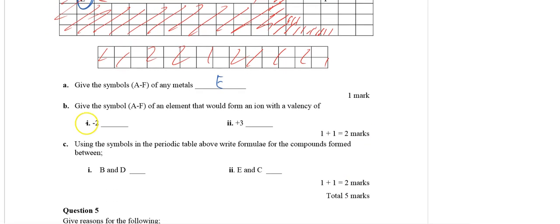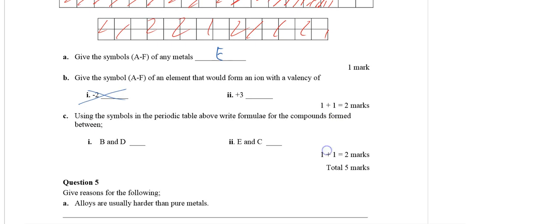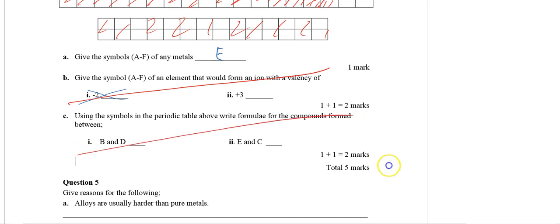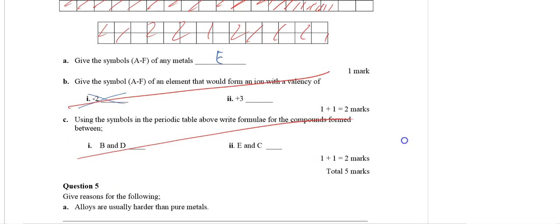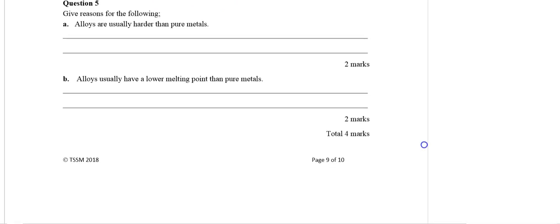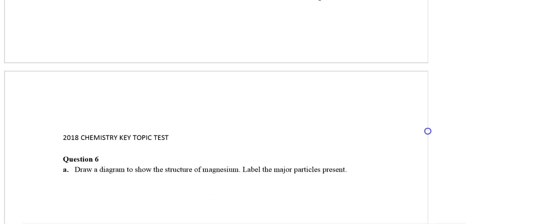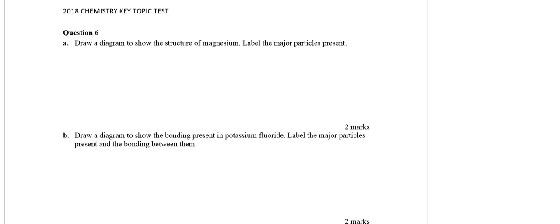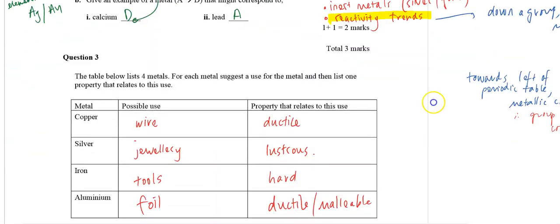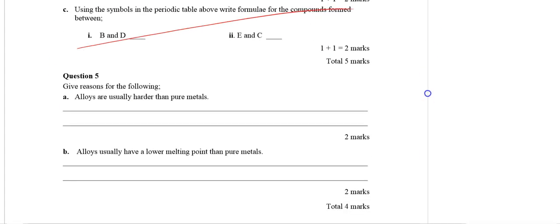Interestingly though, this next question here, this is a non-metal. Let's ignore that because it refers to ionic compounds. Actually, let's ignore this question here because it's ionic compounds, and C is ionic compounds as well. Let's ignore both of those. Remember, this SAC has a combination of both metals and ionic compounds, so we've just got to ignore some of the stuff.